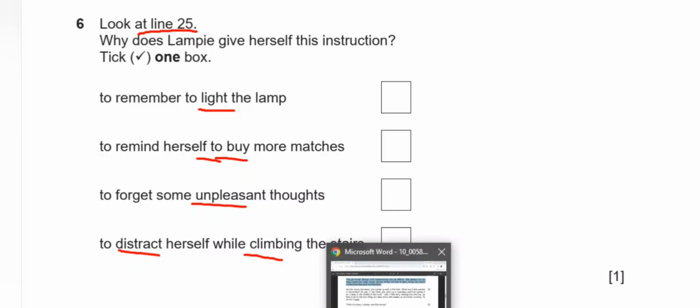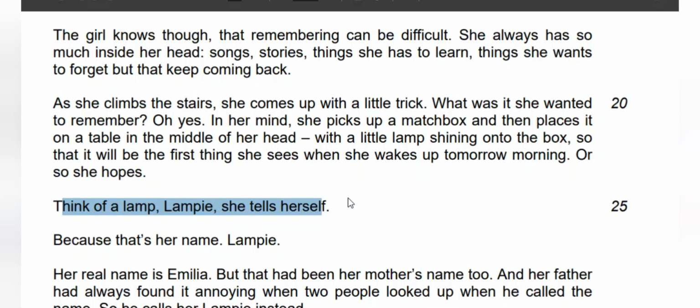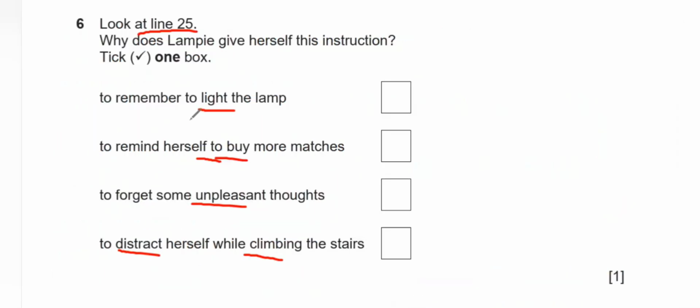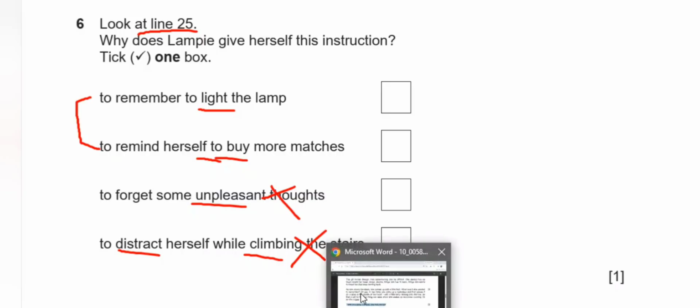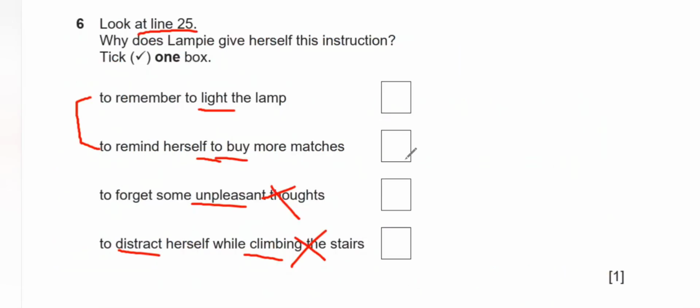Line 25: "Think of a lamp, Limpy," she tells herself. If she said think of a lamp, what does this mean? To remember to light the lamp? To remind herself to buy more matches, or to forget some unpleasant thoughts, to distract herself from the mystery? Eliminating, of course, this one is completely wrong, and this one as well. So we have to compare between to remember to light the lamp or to remind herself to buy more matches. We have to compare these two options and go and read it again. This is simply to remind herself to buy more matches.